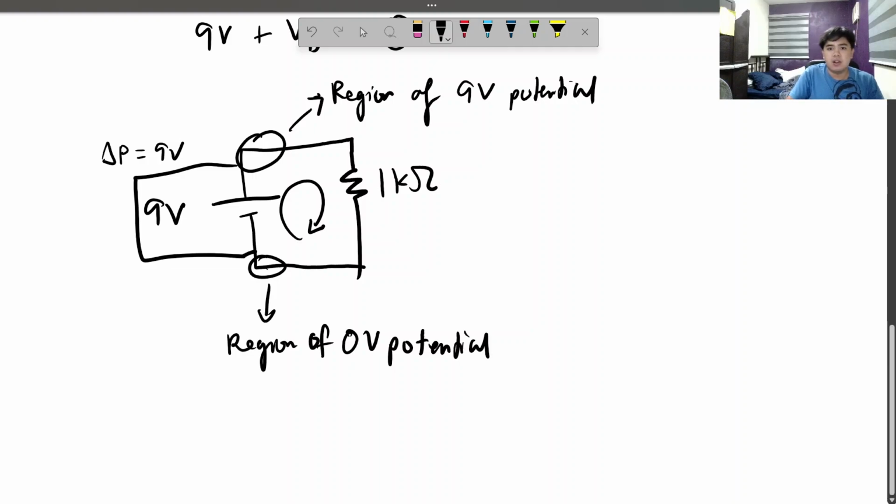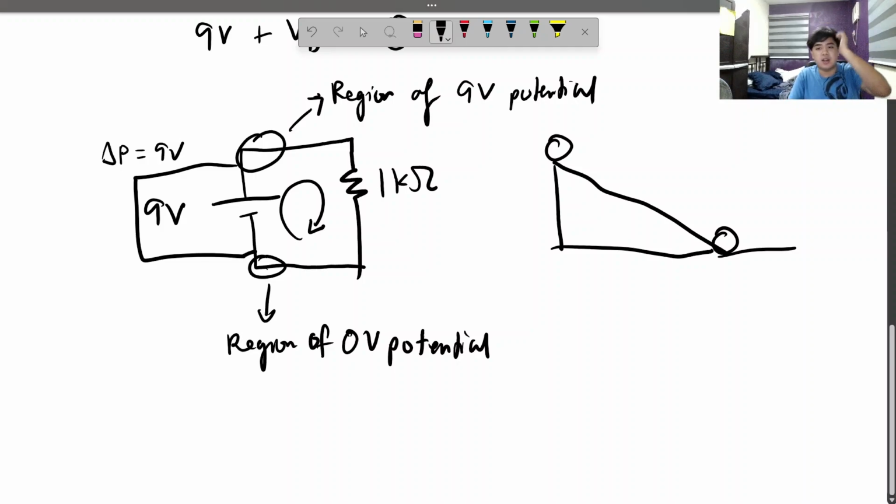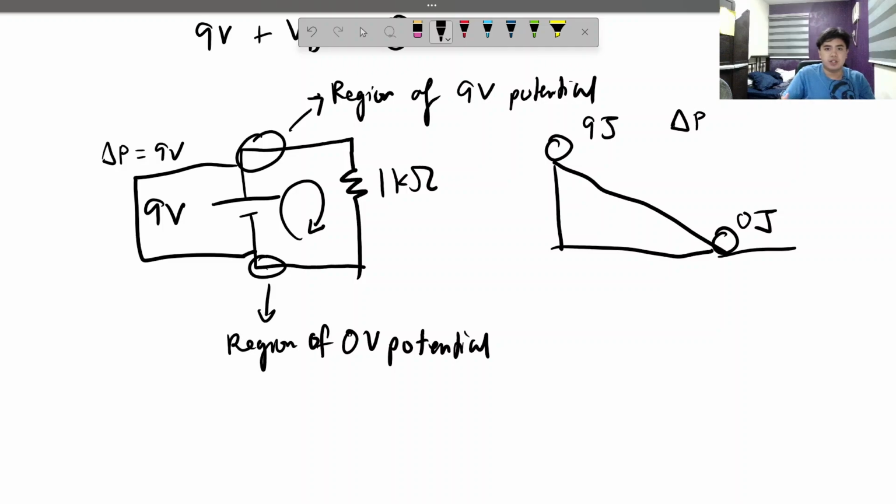Essentially, it's like a ball rolling along a hill. On top, there is a lot of potential energy. On the bottom, there is no potential energy since there is no height to be expended anymore. So, for example, this is like 9 joules of potential energy. This is 0 joules of potential energy. The potential difference is the difference between the joules here and here. But instead here it's volts. And voltage is just the electric potential of a system.